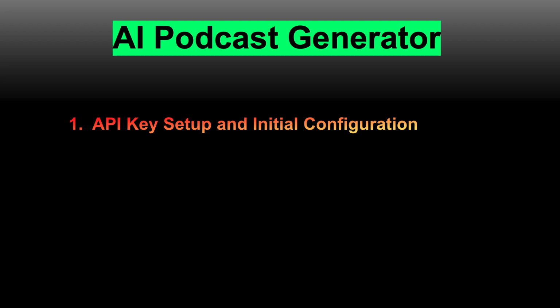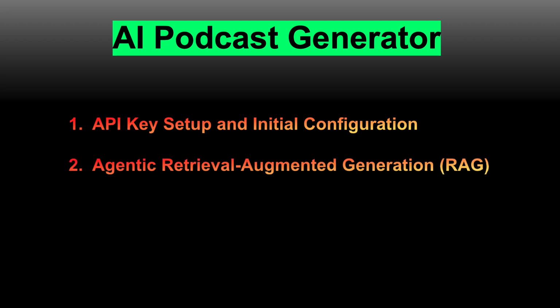First, we'll start with a walkthrough of creating API keys and setting up the initial configuration for the project. Second, I'll show you how to process PDF documents and use AI agents to perform advanced RAG, creating an efficient workflow to generate a podcast script. Finally, I'll guide you through converting the script into a polished audio file, bringing your AI-powered podcast to life.